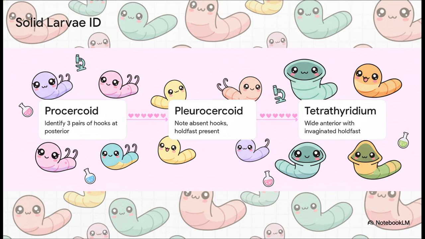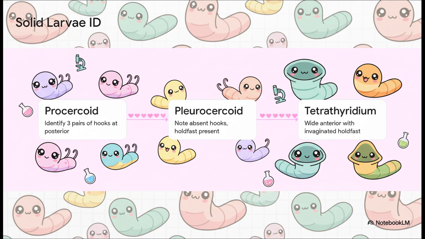Follow these structural steps, and you'll easily identify the solid larval stage under your scope. Step 1. Check the posterior end. If you see a distinct appendage with 3 pairs of hooks, boom, sketch the procercoid. Step 2. If hooks are totally absent, but there's a holdfast organ at the front, you've got the plerocercoid.